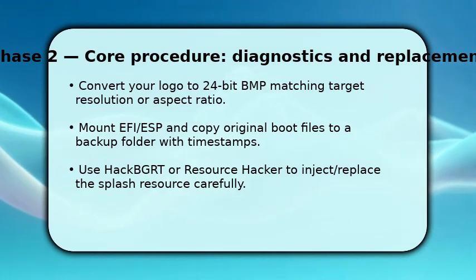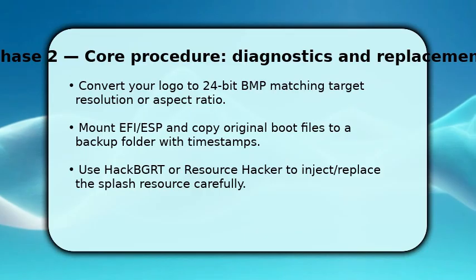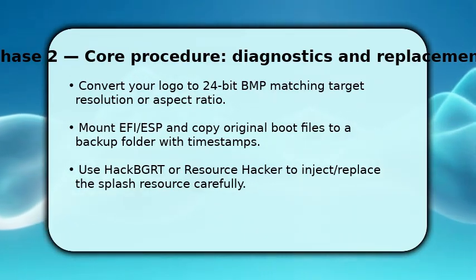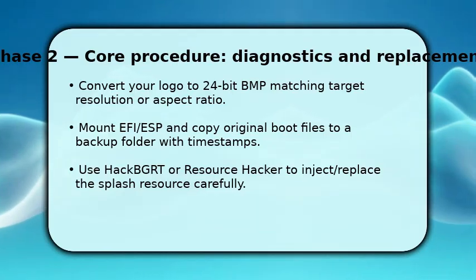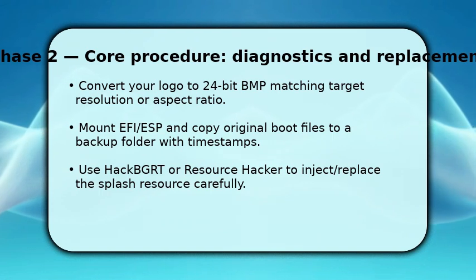Once ready, mount the EFI partition and copy the original boot files into a dated backup folder. Do not skip this. Next, launch Hack BGRT or Resource Hacker as administrator. Point it to the BMP, preview changes, and apply. If editing booters, DLL, change only the image resource and save a copy.